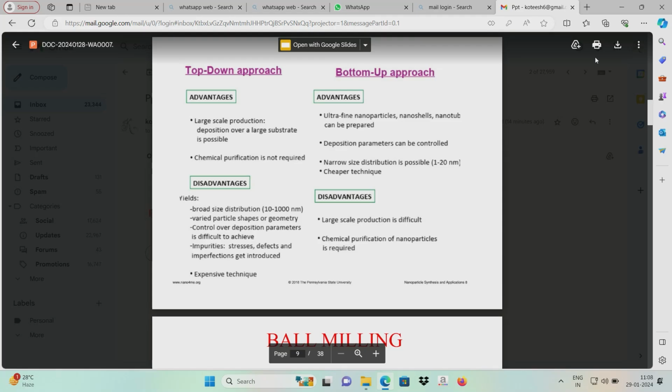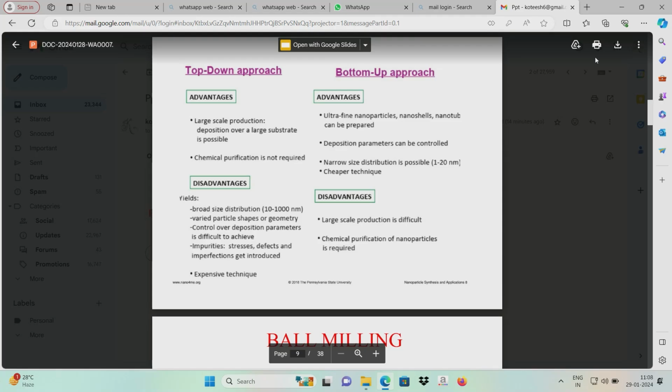And this slide gives you the advantages and disadvantages of the top-down and bottom-up approaches. Top-down approaches can be used for chemical purification, whereas in the bottom-up approach a narrow size distribution is possible.